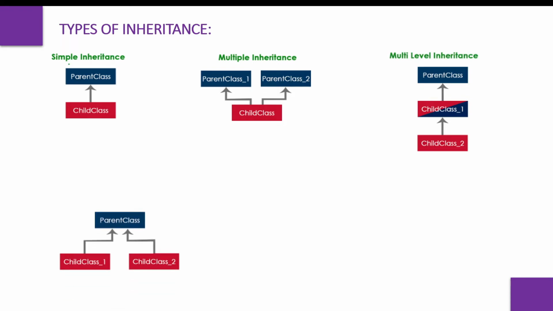Then we have one parent and two children, and both the children inheriting properties and behaviors from the parent class. Then it is called hierarchical inheritance.